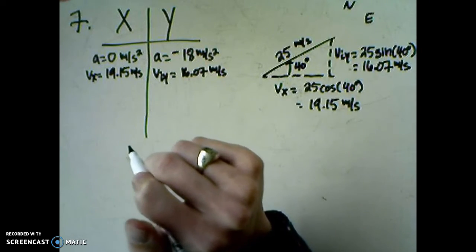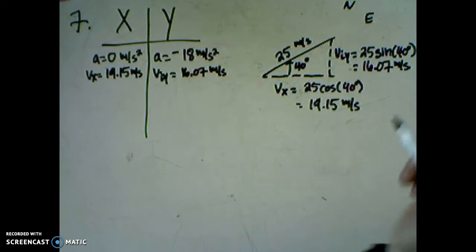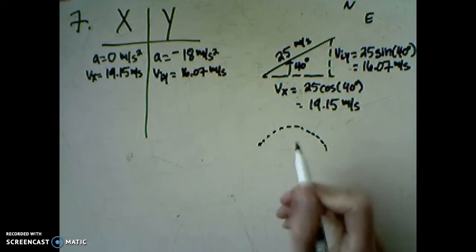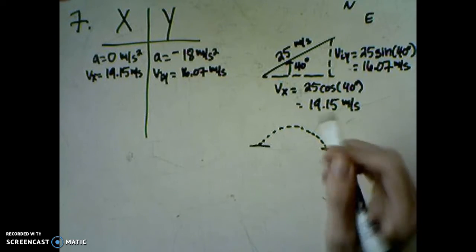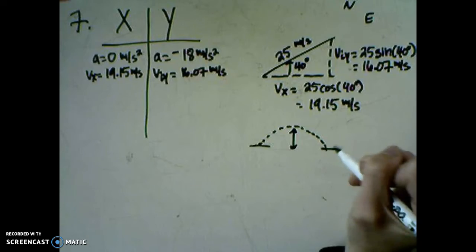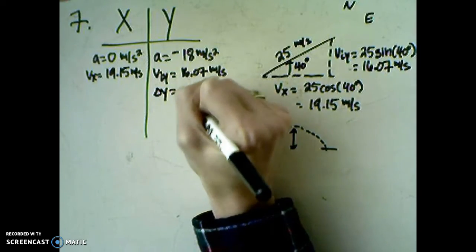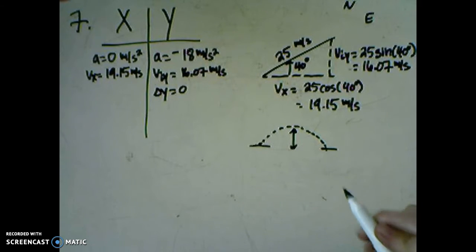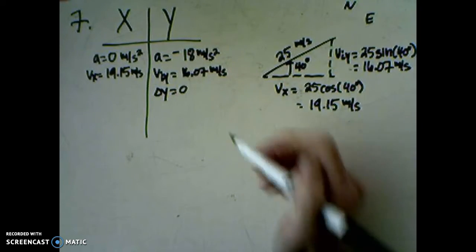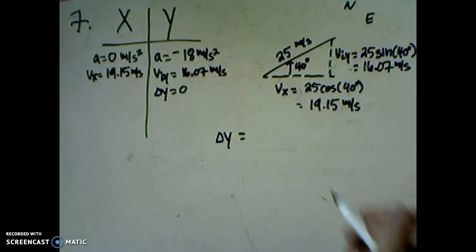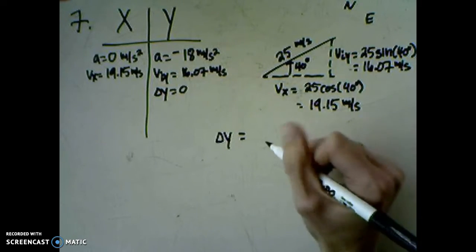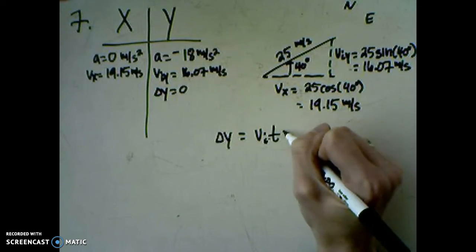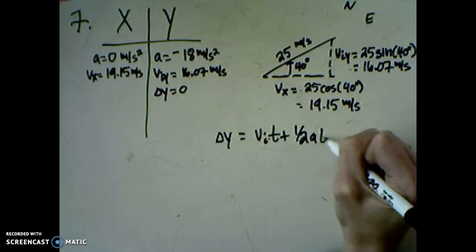I want the range of the object on level ground. So again, if the object is launched and completes its full path, comes back to level ground, then my delta y is 0, because it ends at the same height from which it started. Okay? So knowing that delta y equals 0, let's use my go-to delta y equation of delta y equals VIY t plus 1/2 AT squared.